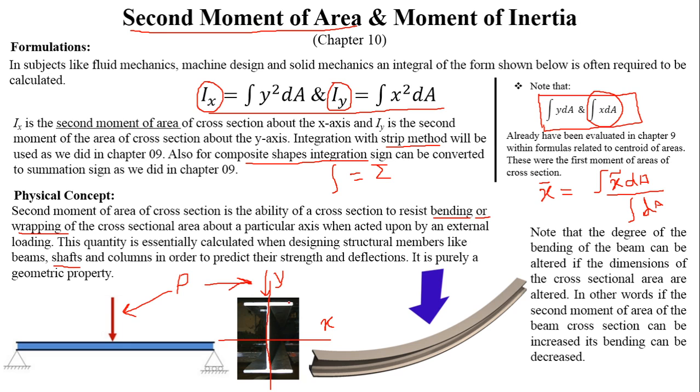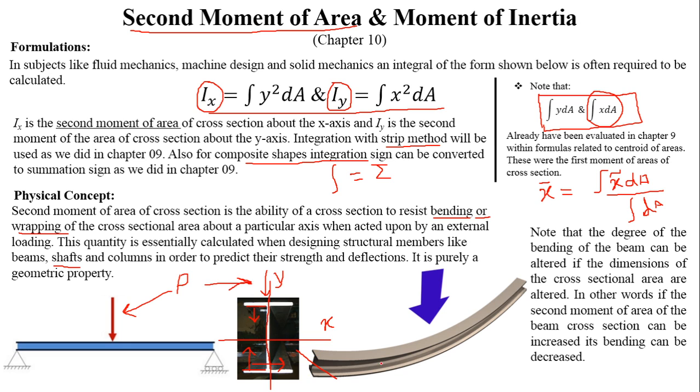So if you look at this I cross section from this angle, the horizontal cross section, the horizontal axis x is like this. So you see what is happening: this external load is trying to bend this beam, or trying to warp this cross section about the horizontal axis. So this edge is actually warping up and trying to meet this edge. This is what is actually happening here, you see.